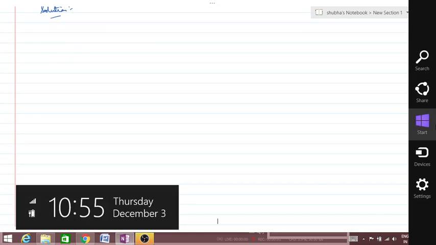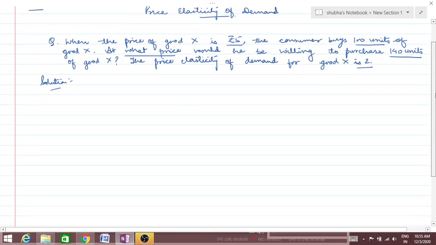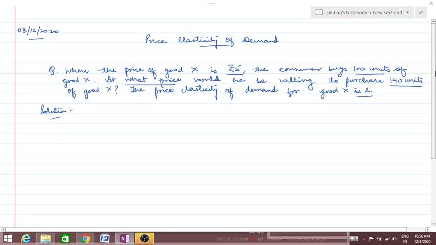Hello everyone. Today I am going to explain to you another type of question in price elasticity of demand. I have explained earlier also that whenever you read a question, you directly start writing what has been given. When the price of good X is rupees 5, that means P is given, rupees 5. The consumer buys 100 units, Q is given, 100 units.